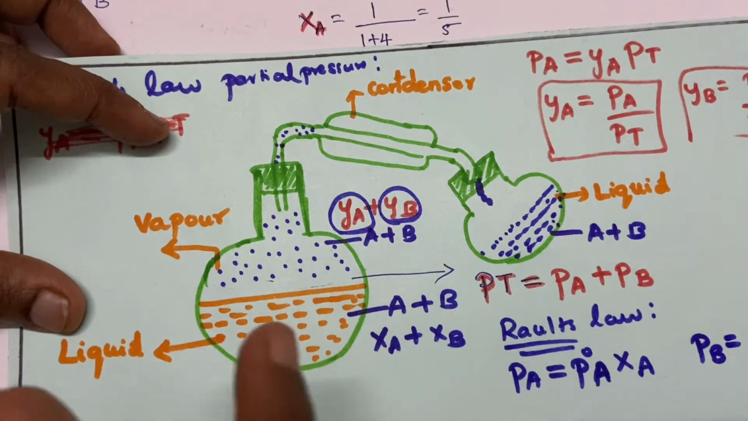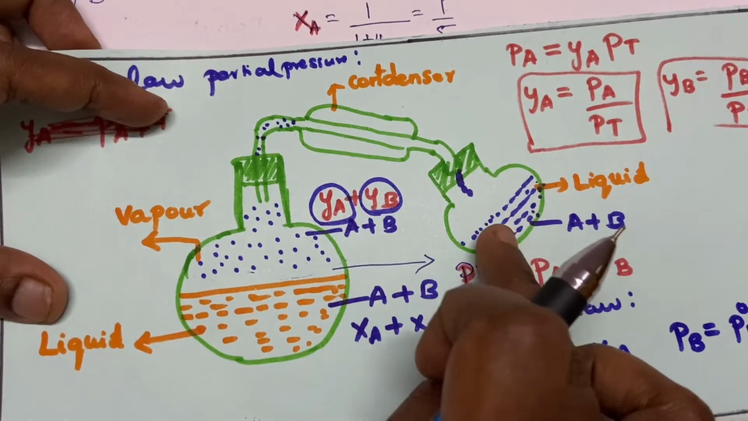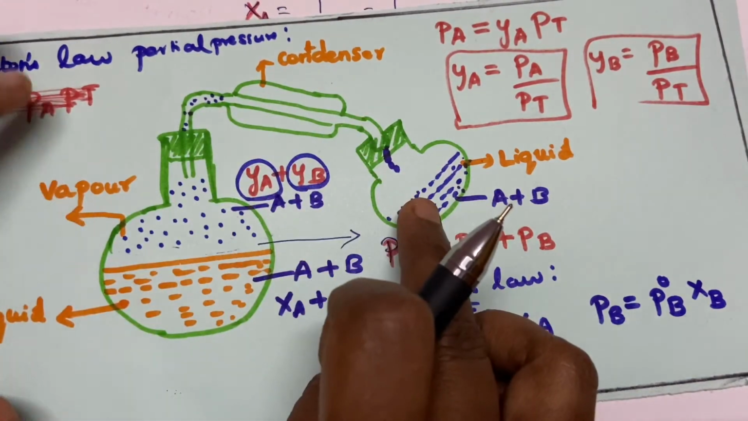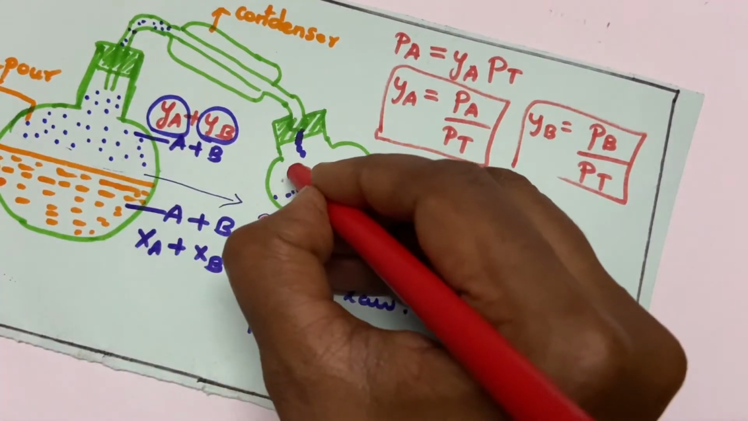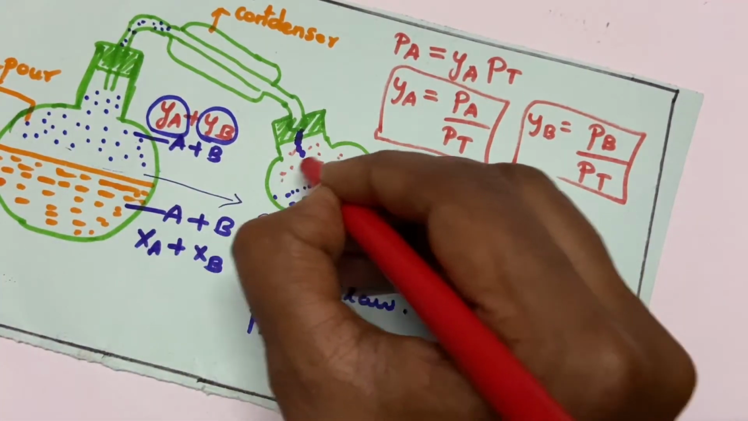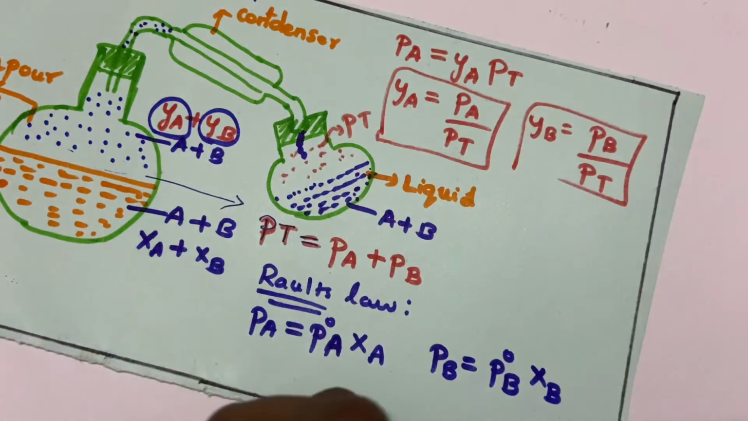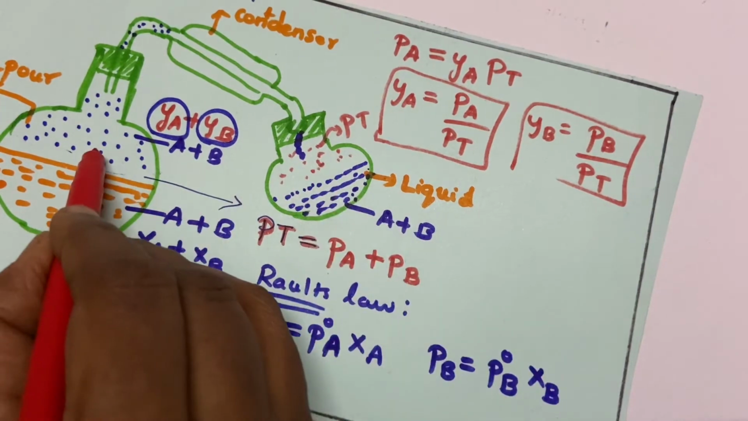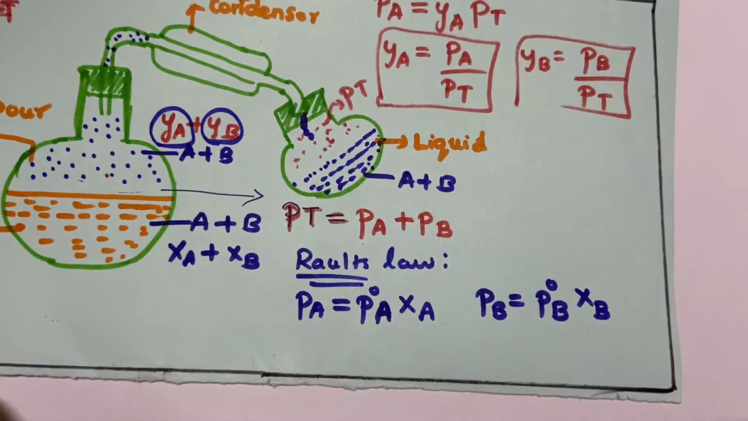But you should not confuse this. They have asked the total pressure of the distillate. What is the distillate? I told you, this vapor after condensing into the liquid, here also there will be some vapors, and due to this vapor there will be a total pressure here. You have to calculate this one and not this one. Most of you will confuse this and give 180. That is not the correct answer.